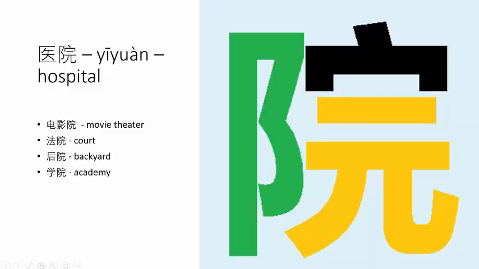The next character you have to trace is yuan, part of yiyuan for hospital. And yuan is a really useful suffix. You'll see it in things like movie theater, 电影院, court, 法院, backyard, 后院, or academy, 学院. So once you've learned words for different activities, you can attach yuan to it, and it tells you the place where you do these things. It has the hill radical or town radical that we learned freshman year, the roof radical, and then this, which is actually the Chinese dollar sign, Chinese yuan, for the sound.